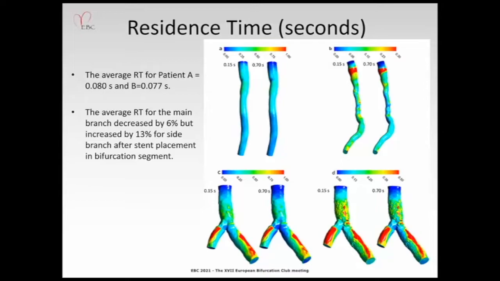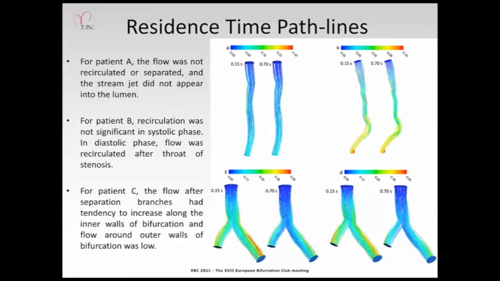This shows some color schematics of the various simulations. The average residence time for patient A was 0.08 seconds, the units are in seconds, and for B was only slightly smaller than that. The average residence time for the main branch decreased by 6%, but increased by 13% for the side branch after stent placement in the bifurcation segment. And again, you see here a color contour that shows the distribution of residence time from blue to red, from low to high.